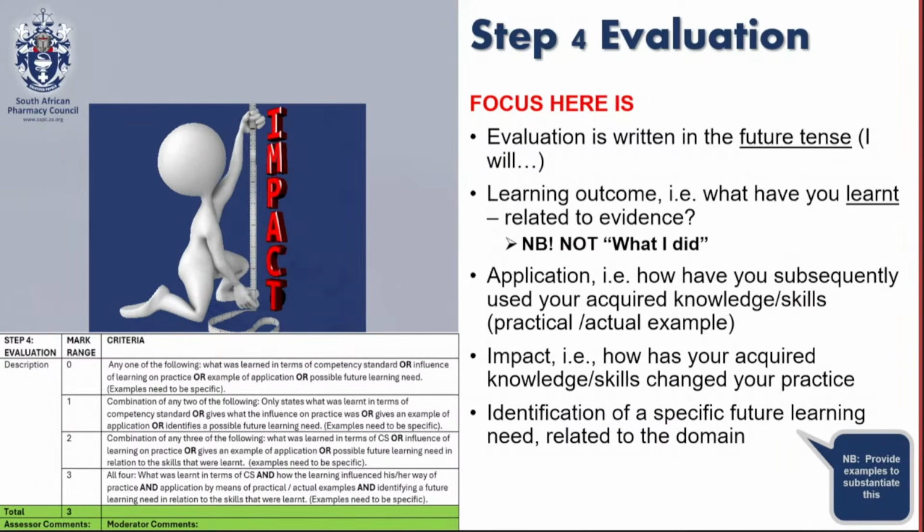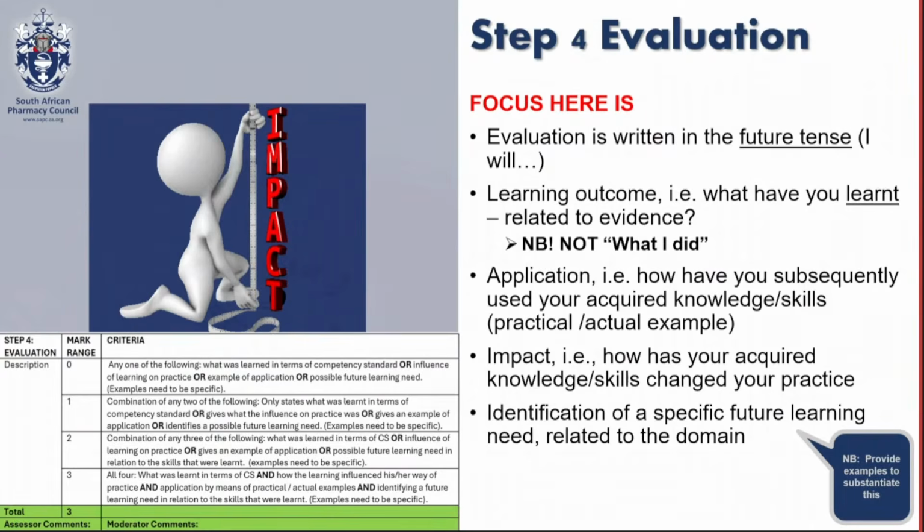So in the reflection, they said, I need to learn how to do a Schedule 6 register. Then in this section in evaluation, they need to tell us, so what was learned? And it has to be described. This is what I learned in terms of the Schedule 6 register, whatever it may be. And then how the learning influenced his or her way of practice. So how did it change their practice?